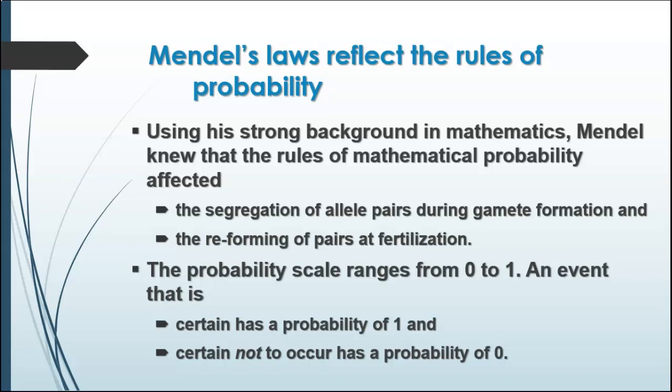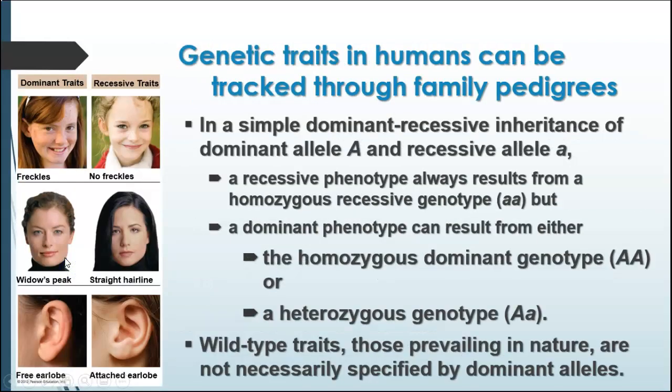We're not going to do much math here, just a tiny bit. Okay, the probability scale ranges from 0 to 1. An event that is certain has a probability of 1, and an event that is certain not to occur has a probability of 0. And so probabilities are going to be between 0 and 1. Usually we talk about them in terms of percents, things like that. Okay, so we can look at that through a lot of different things.